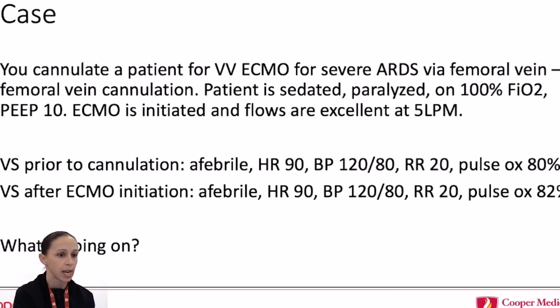Vital signs prior to cannulation: he's afebrile, heart rate of 90, 120/80, respiratory rate of 20, and the pulse ox is 80%, not an uncommon scenario. However, after ECMO initiation, you can see the vitals are totally unchanged except the pulse ox increases a nominal amount to 82%. So what could be going on?